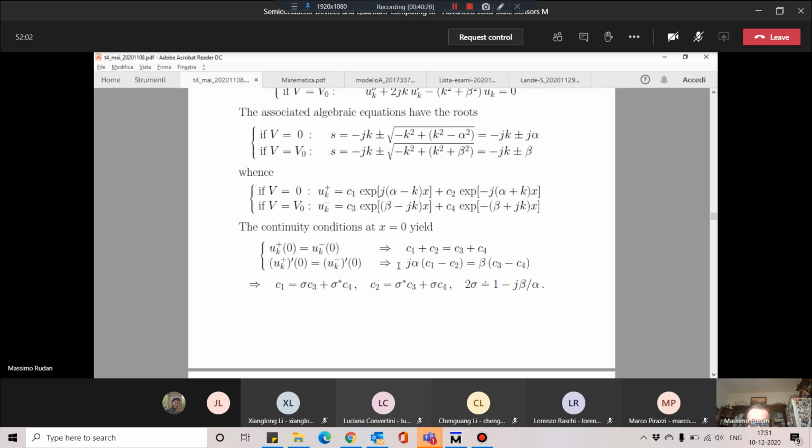From this, you immediately extract C1 and C2 as a function of C3 and C4, okay? And you find the two expressions on the bottom line of the page in which you have compacted the coefficient 1 minus j beta over alpha, you call it 2 sigma, okay? It is a complex number, and the relation that provides C1 and C2 in terms of C3 and C4 are here, okay? This is the easy part of the calculation.